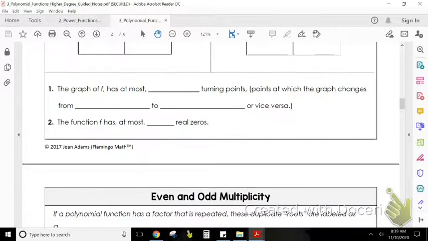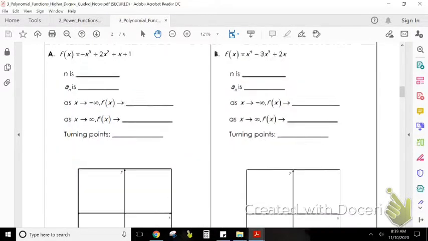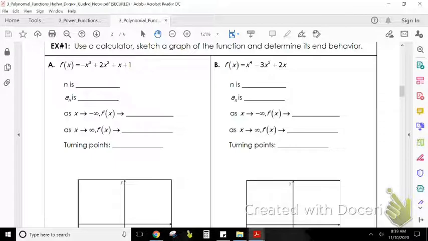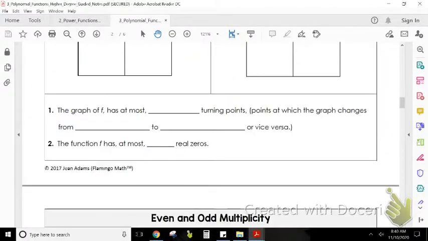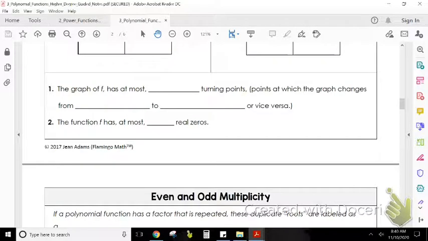All right, so the turning points. We hadn't talked about that yet. So it says the graph of f has at most n minus 1 turning points, so the degree minus 1. And so if you look back real quick, you'll see that when it was negative x cubed, we had said there were 2, and then when it was x to the fourth, we had said there were 3, right? So it was our degree minus 1. But now remember, it says at most n minus 1. Means it won't have any more than that, but it can have less, okay?